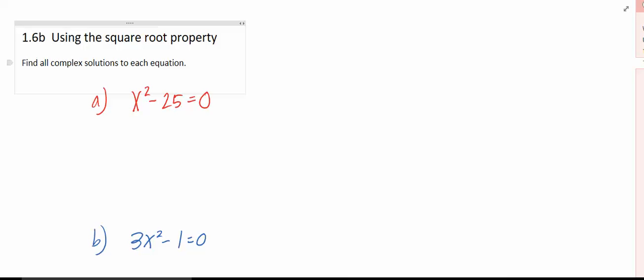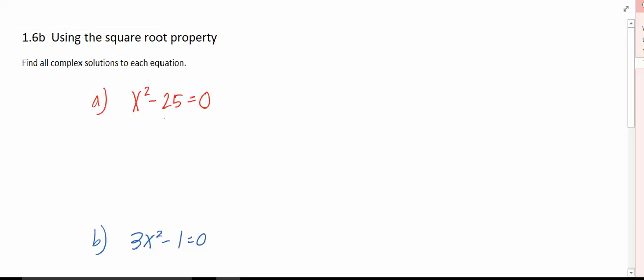Okay, welcome to using the square root property to solve quadratic equations. And this time we're going to actually have some complex solutions. Well, actually, I don't think we're going to have any imaginary, but we're going to have some irrational. So that's included in complex. So here we go. We're going to take a look at this first one.